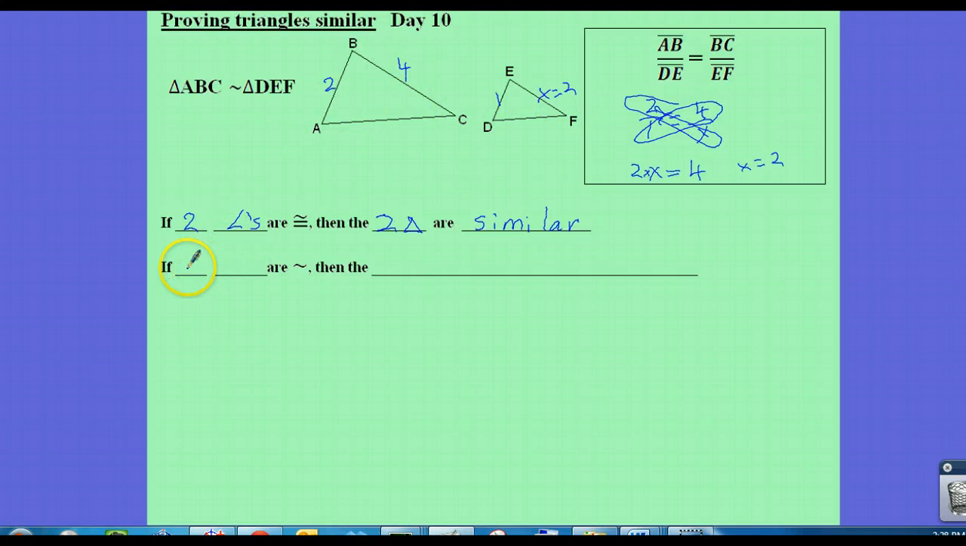Now, that is our first theorem that we can use in proofs. Let's go on to our second proof theorem. If two triangles are similar, then what is this right here? A proportion. Then the sides are proportionate. Okay?